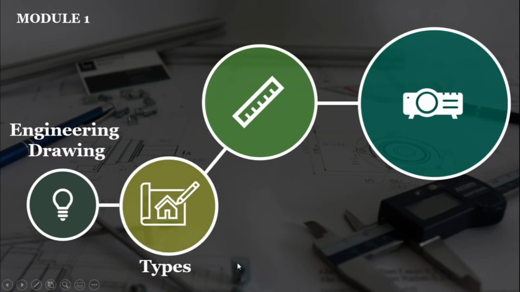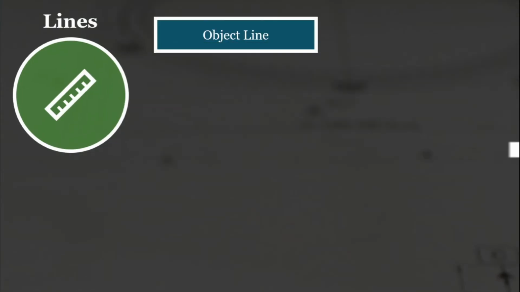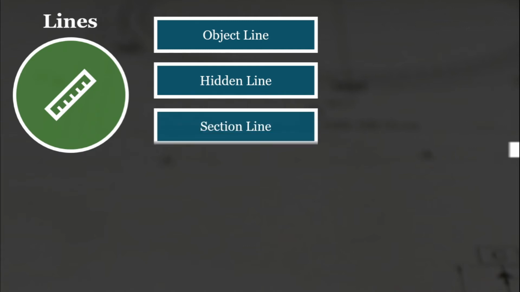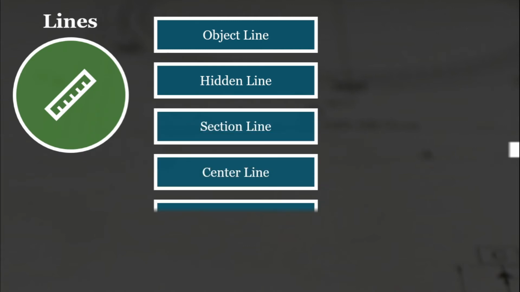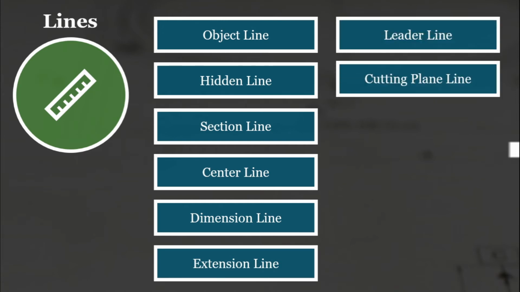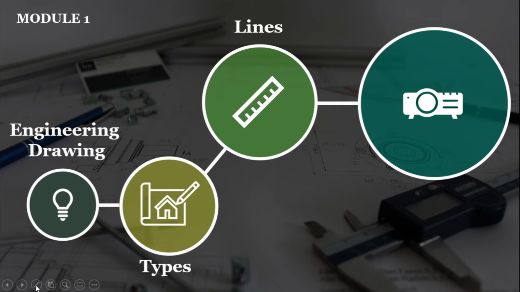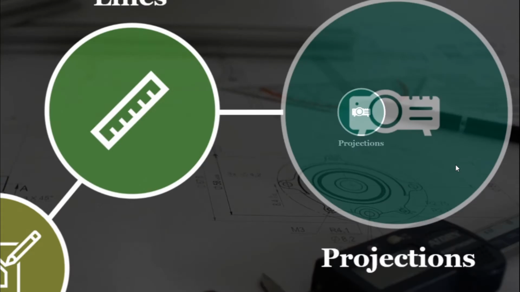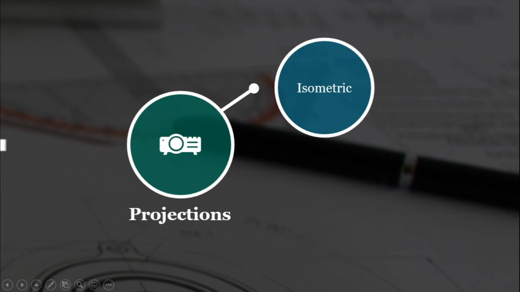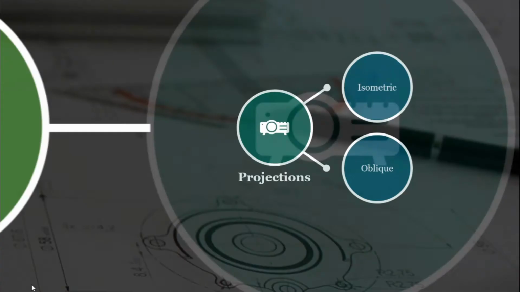We will also be discussing the various types of lines used in engineering drawing. These include an object line, hidden line, section line, center line, dimension line, extension line, leader line, cutting plane line, phantom line, and border line. Lastly, we will be discussing projections, including isometric and oblique projections. Those will be the topics under this module.